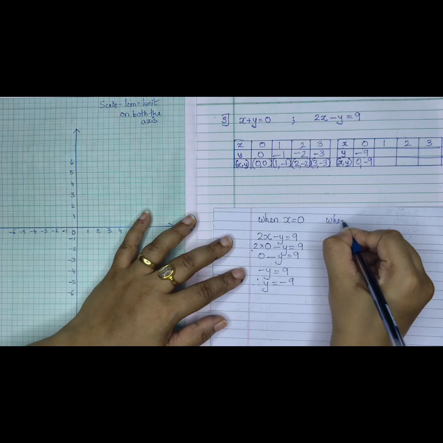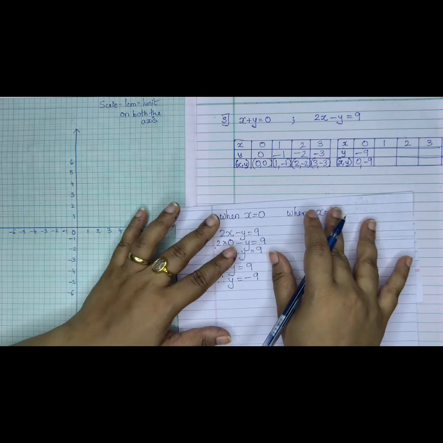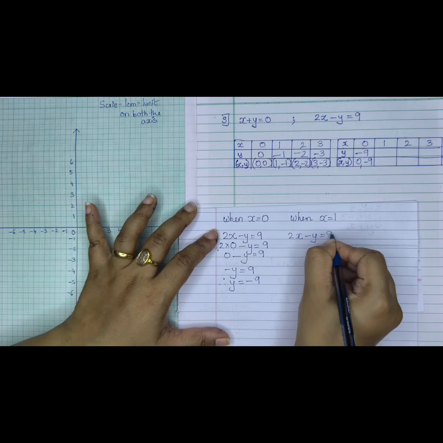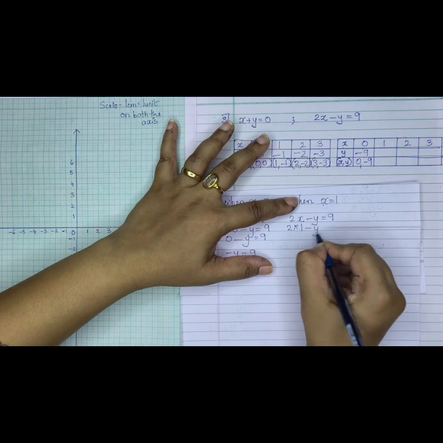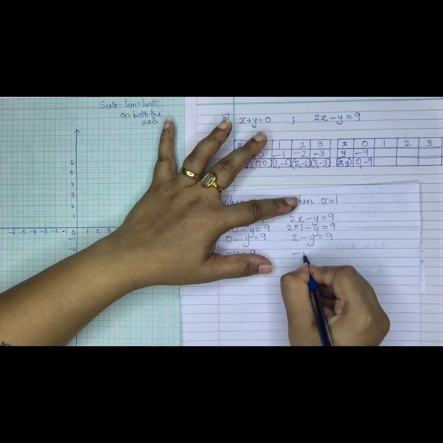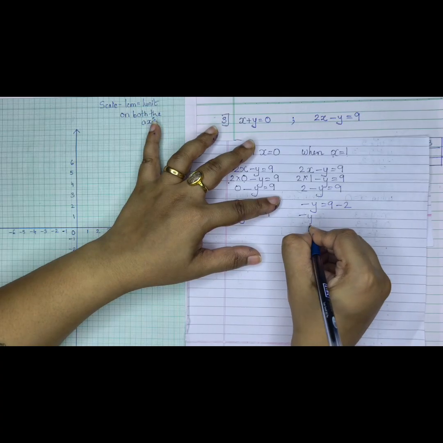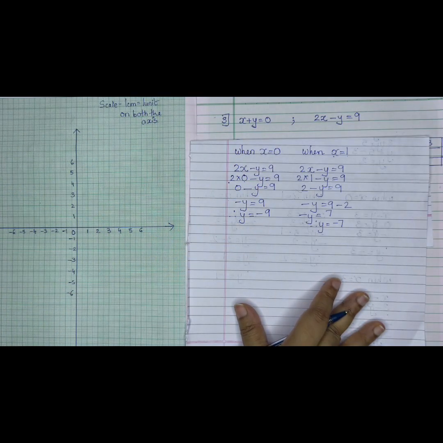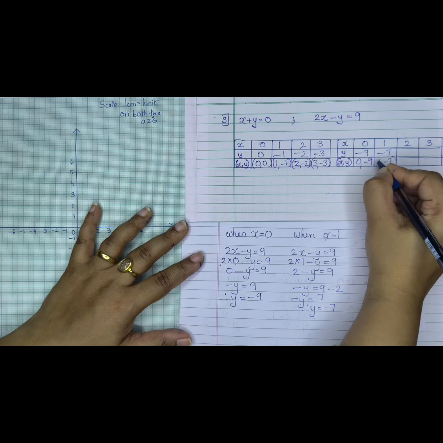Next, when x is equal to 1. Write down the same equation, 2x minus y is equal to 9. Now in place of x we will take 1. So 2 multiplied by 1 minus y is equal to 9. 2 ones are 2, minus y is equal to 9. When you bring 2 here, minus 2, minus y is equal to 7. So therefore y is equal to minus 7. Understood? You get 1 and minus 7 here.